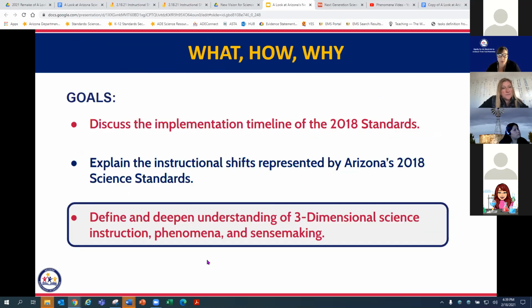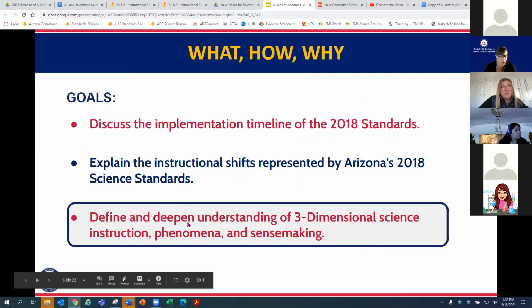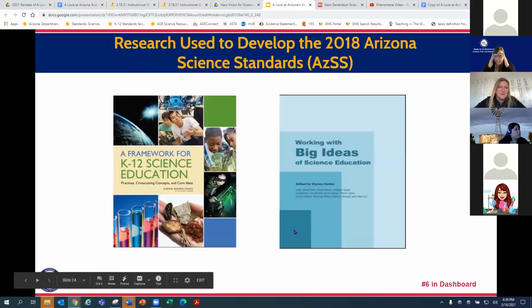All right, so now we're going to move into, what is this thing called three-dimensional science instruction? What is this thing called phenomena, and what is sense making? And so just a little history.